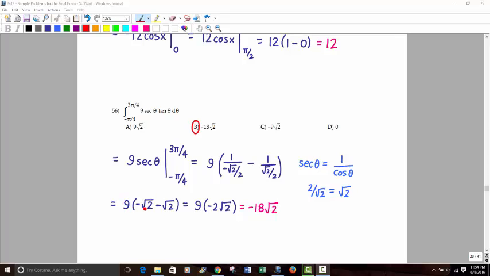So you have 9 times negative root 2 minus a root 2, which is negative 2 root 2. And 9 times negative 2 root 2 would be negative 18 root 2. So that would be the correct answer.